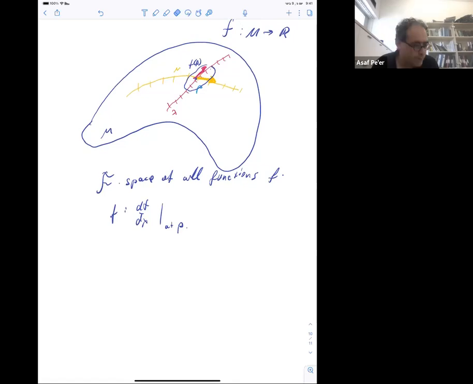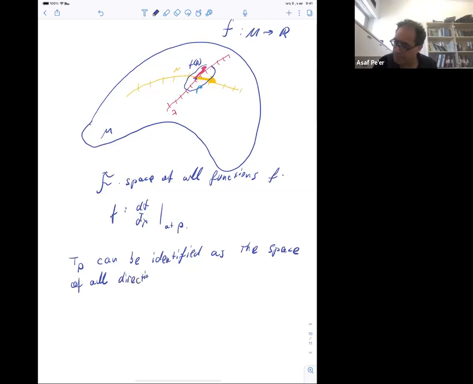So TP can be identified as the space of all directional derivative operators along curves through P.